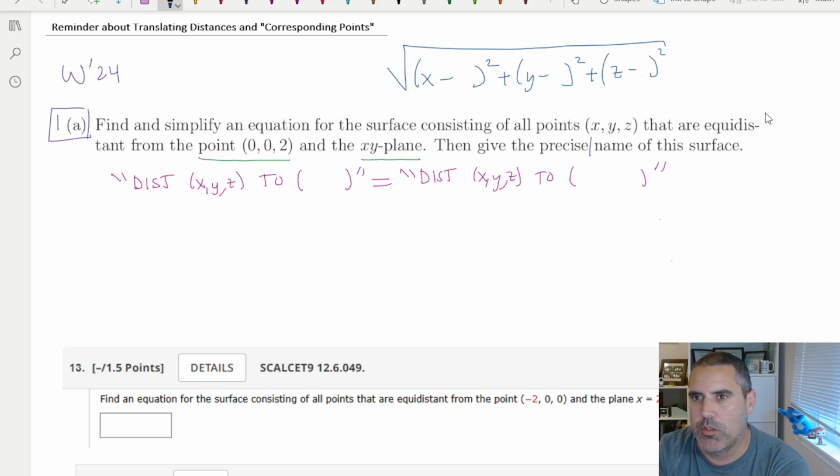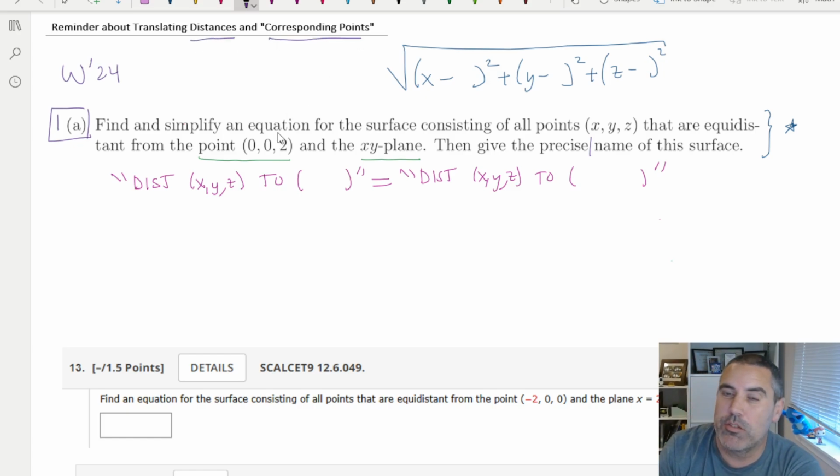It's an old exam question. Some other students have said, yes, please talk about this. So I'm going to recap a few things about translating things that have to do with distance and corresponding points. This is not really a major topic. It does naturally lead to some 3D surface names, and so it's something we had.